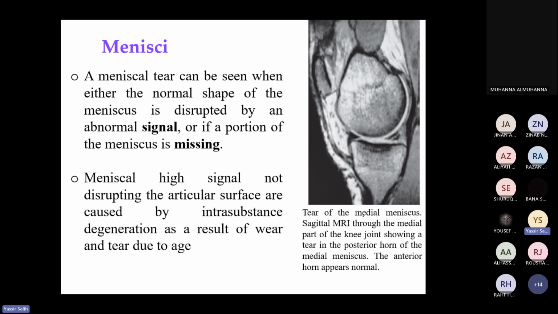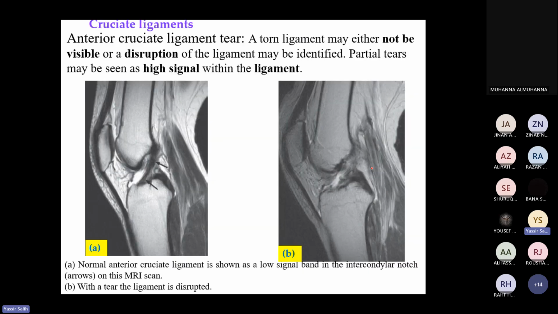So the difference between the tear and degeneration of the meniscus: the tear runs across the whole meniscus, from edge to edge, but the degeneration does not disturb the articular surface, meaning it doesn't reach its end. But both are characterized by abnormal signal.